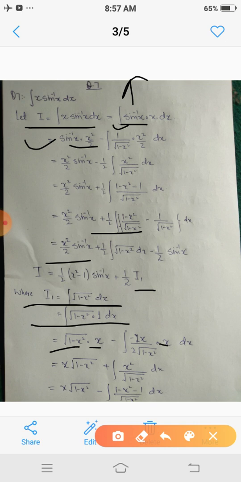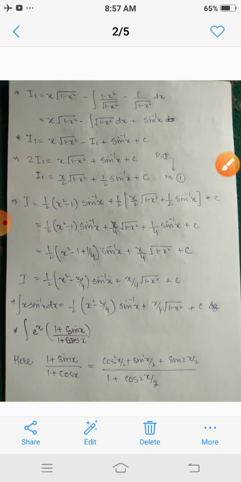Using this procedure again, by adding and subtracting 1, we can write this as 1 minus x^2 minus 1 upon root of 1 minus x^2, because minus minus becomes plus. Hence the given I1 becomes x times root of 1 minus x^2 minus the integral of (1 minus x^2) minus 1.